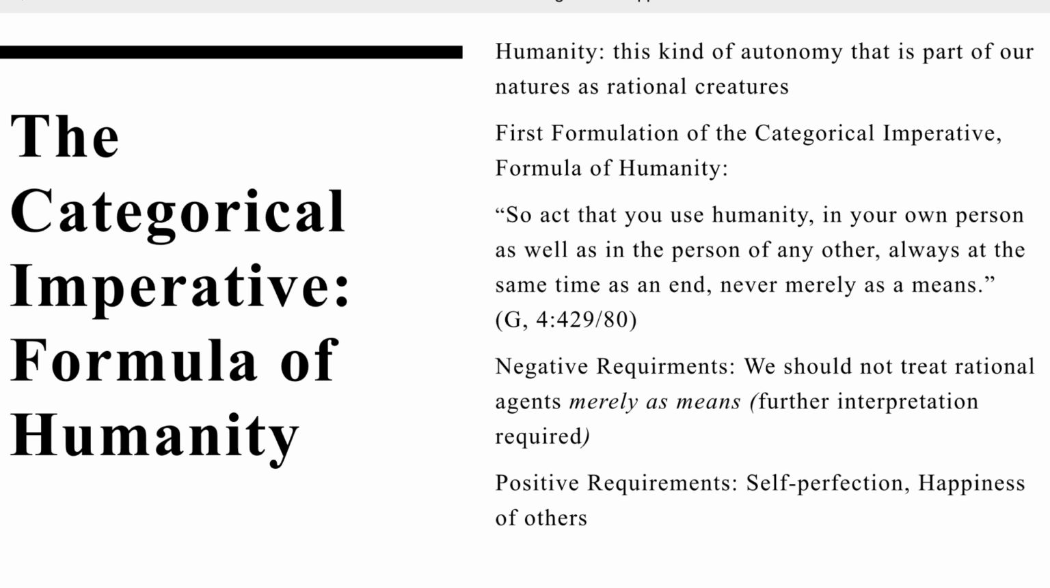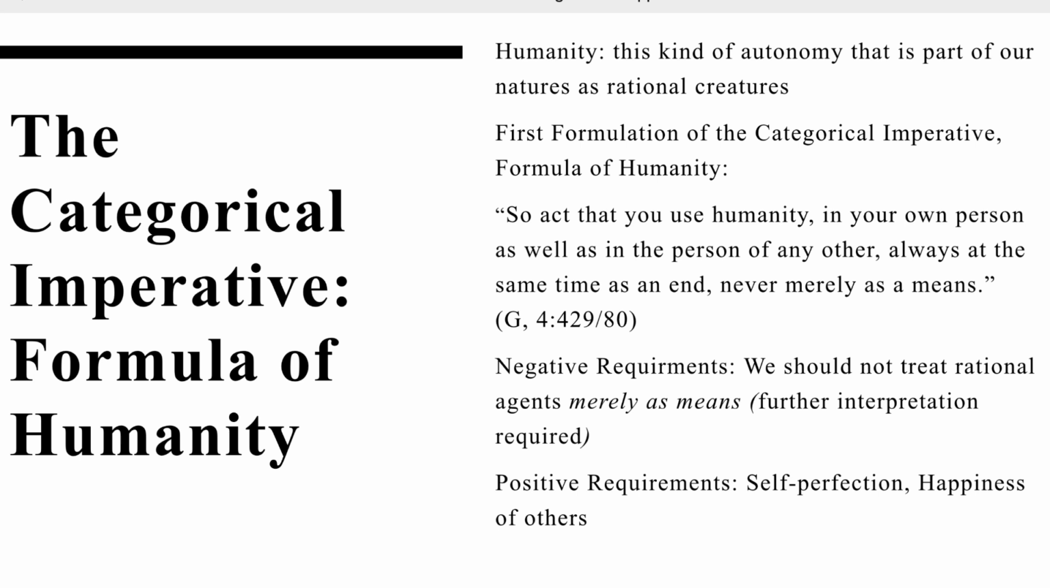And what does the formulation of humanity include? It includes both negative and positive requirements. The negative part forbids us from treating people merely as means, so it's kind of like a restriction on us. And the positive part requires the promotion of certain ends, like self-perfection and the happiness of others.